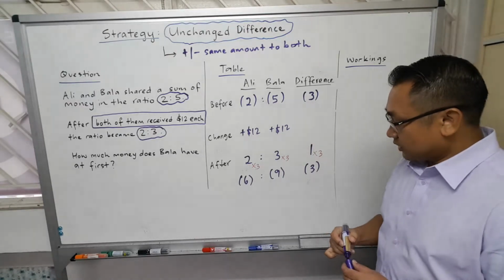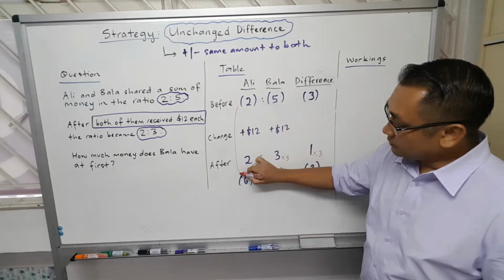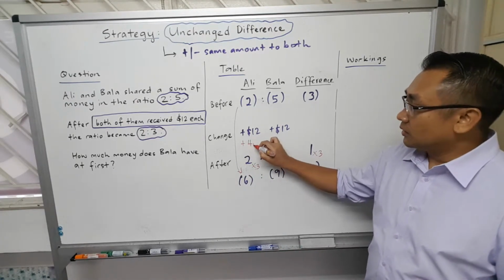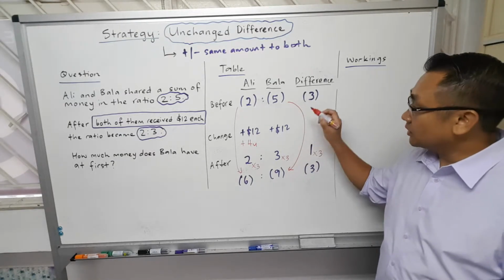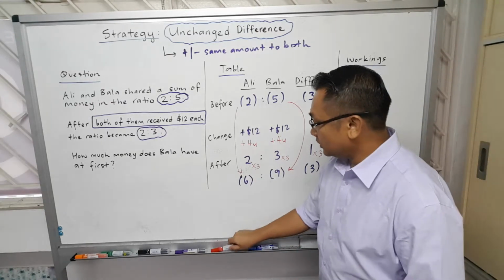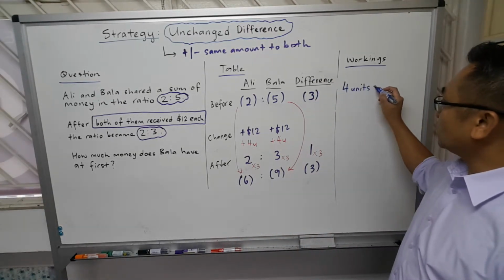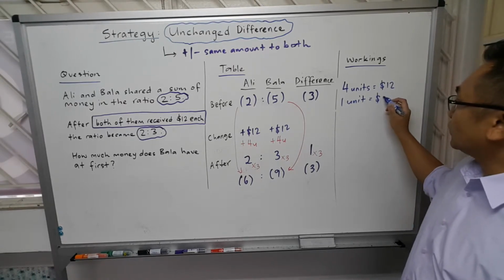Now let's see whether the ratio makes sense. From 2 units become 6 units. What is the change? Plus 4 units. From 5 units become 9 units. What is the change? Plus 4 units. Now you can form the relationship. 4 units is equal to $12. So 1 unit is equal to 12 divided by 4, which is $3.